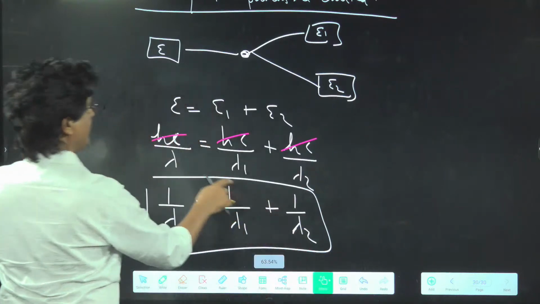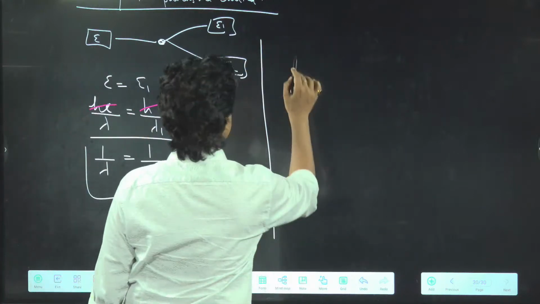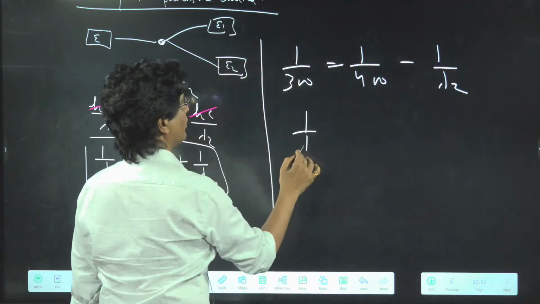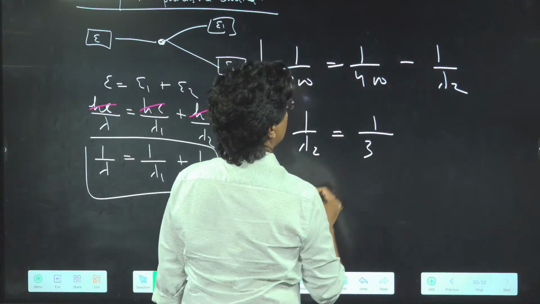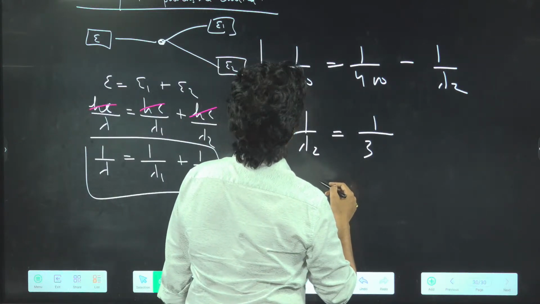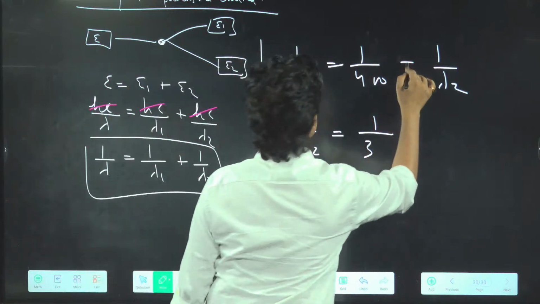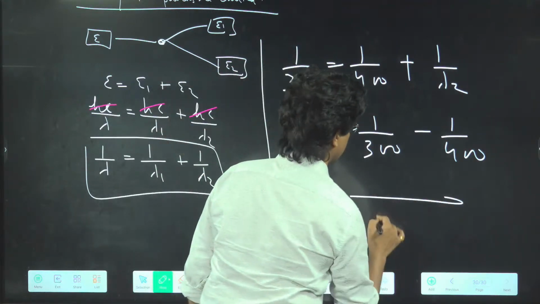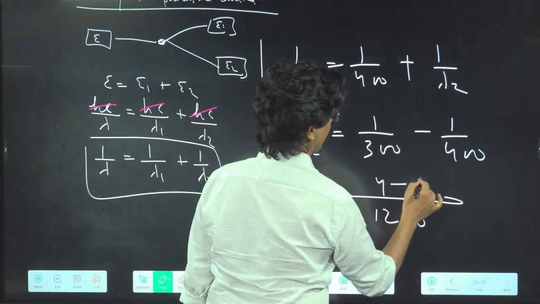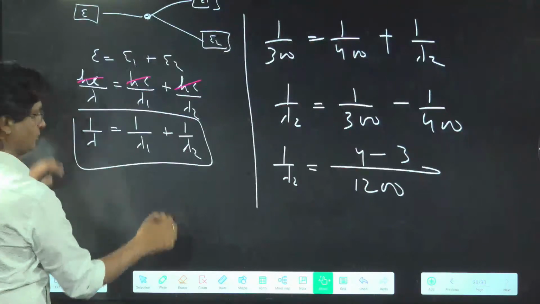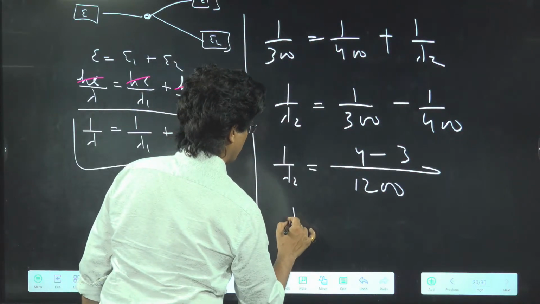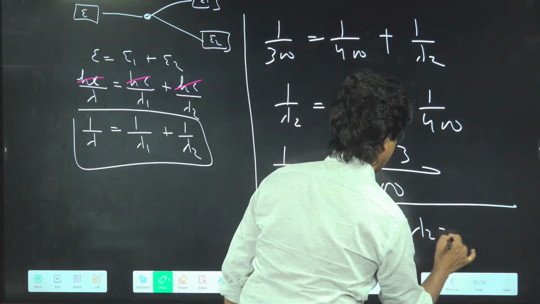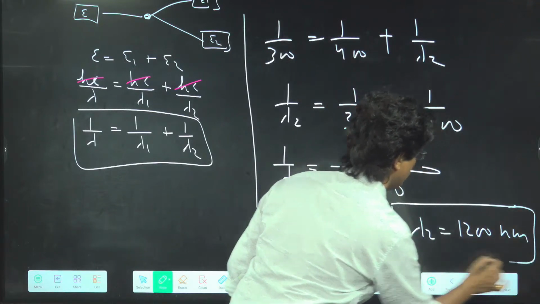So now we have to just solve it, and it will be 1 upon 300 equal to 1 upon 400 plus 1 upon lambda 2. It will be plus, my mistake. So 1 upon lambda 2 will be 1 upon 300 minus 1 upon 400. Take the LCM. This will be 1200, and it will be 4 minus 3. So 1 upon lambda 2 will be equal to 1 upon 1200. I can say very safely lambda 2 will be equal to 1200 nanometer. Please mind the units as well.